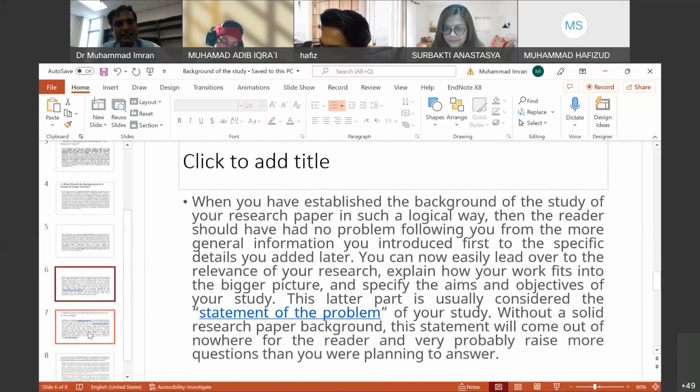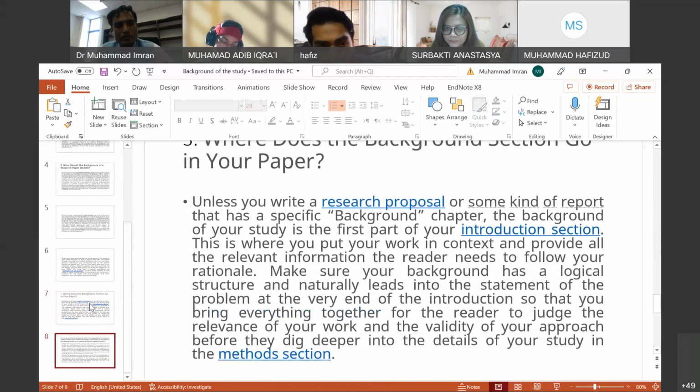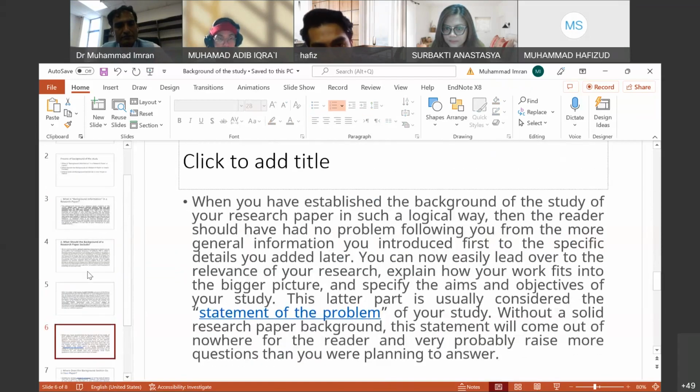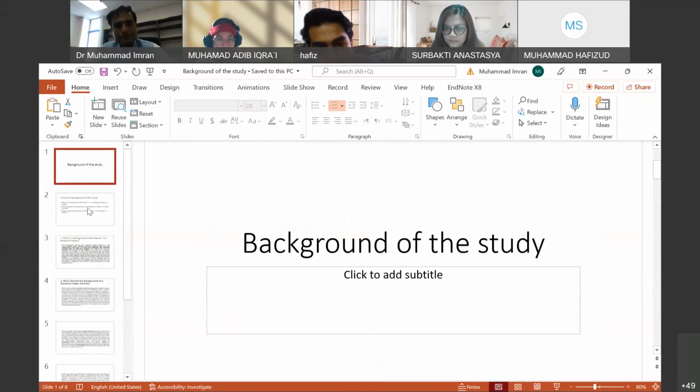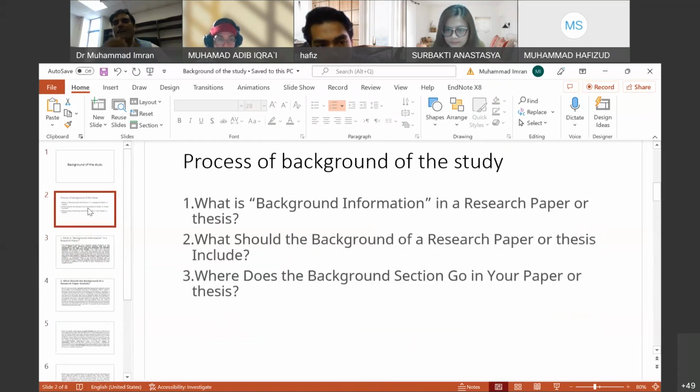Please read all slides carefully. I will upload them on your portal as well. Understand? And revise your background of the study. I will also give you the research framework, and that research framework you should also discuss in your background of the study. Today I will give you the research framework as well. Understand? Please, the CR, Ashwin.